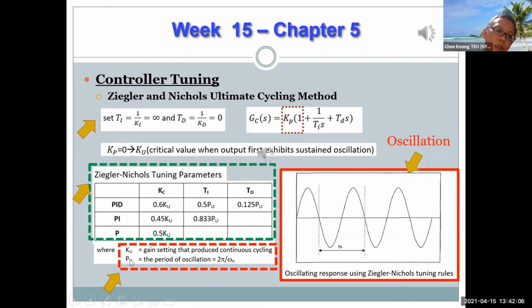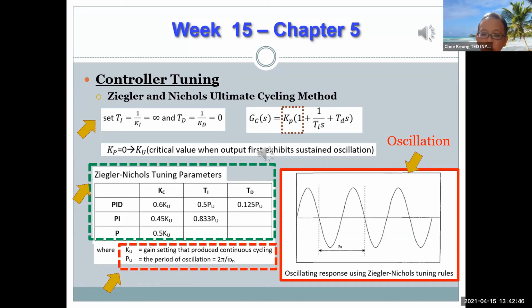Just now I used KCR and PCR; he denotes them as Ku and Pu, so it's the same thing. Once you know your Ku and Pu, you can plug them in. Let's say you want a PID, you just put Ku and Pu in here, so you can calculate your coefficients for Kc, Ti and Td. Once you have calculated the values for each of these, you plug them back into your equation, and that's the design of your PID. If you want PI instead, you just use this and this, without the D. If you want just a P, it's 0.5 Ku. It's extremely simple, versus your previous example, where you have to recalculate and reiterate over and over again.